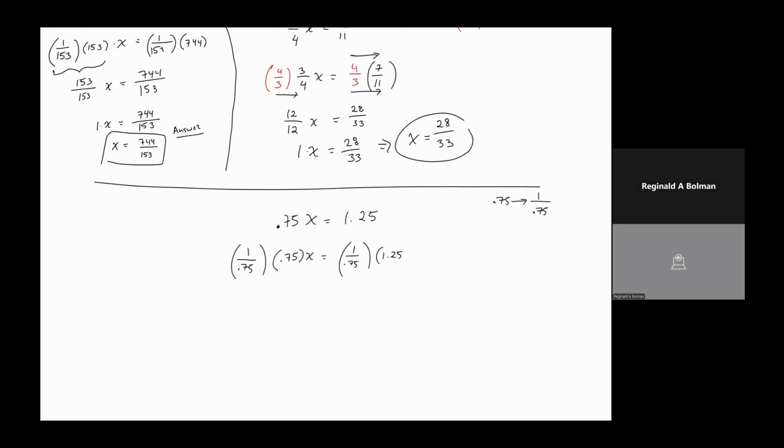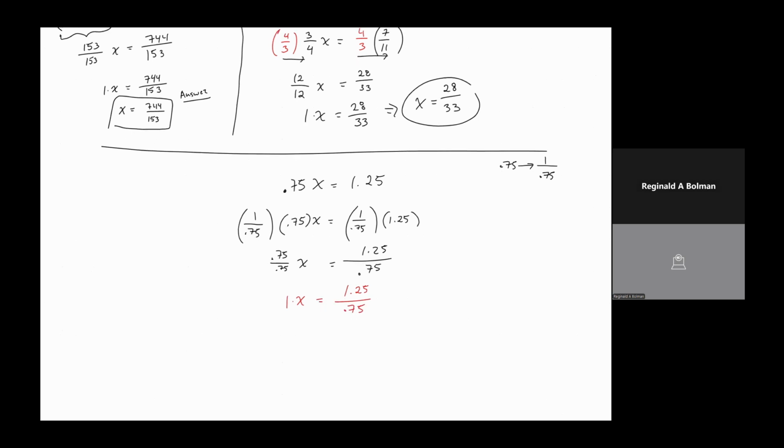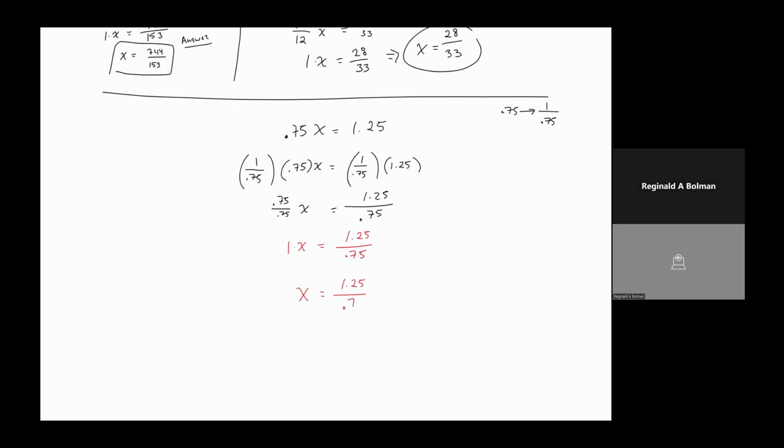So you get 0.75 divided by 0.75 x is equal to 1.25 over 0.75. 0.75 divided by itself just gives you 1. So I got 1 times x is equal to 1.25 over 0.75. 1 times x just gives me x. So x is equal to 1.25 over 0.75. And that's really all I have to do. Now, of course, if you wanted to actually know what this is equal to, you're going to have to finesse this particular situation and recall division of decimals.